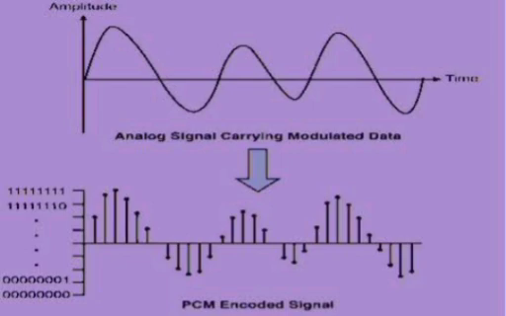Channel capacity. Capacity of a channel is defined as the maximum data rate that can be supported by the channel with minimum probability of error.